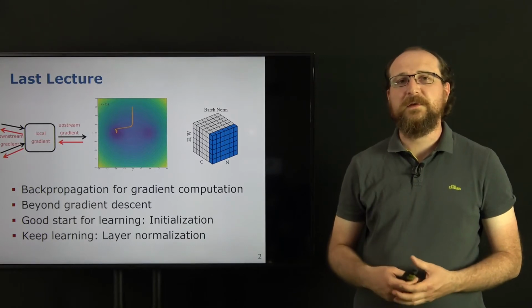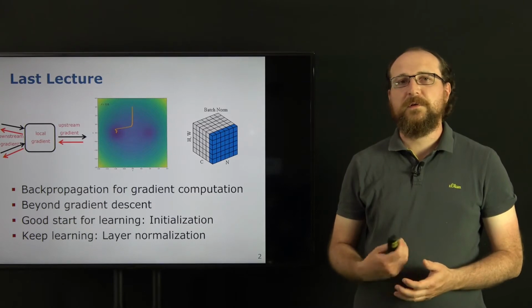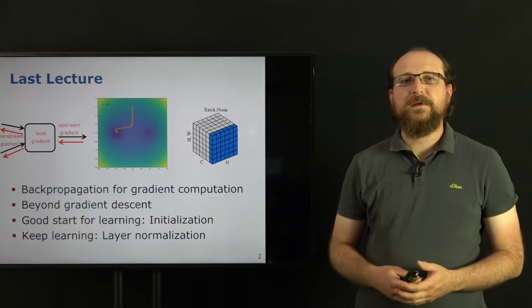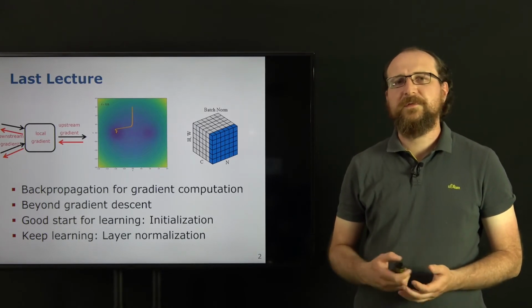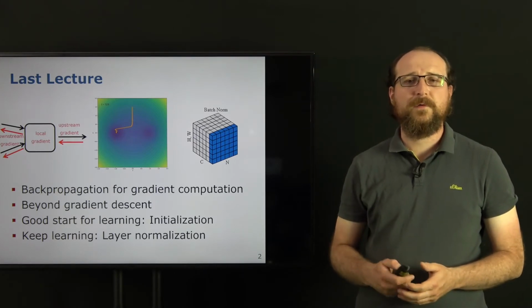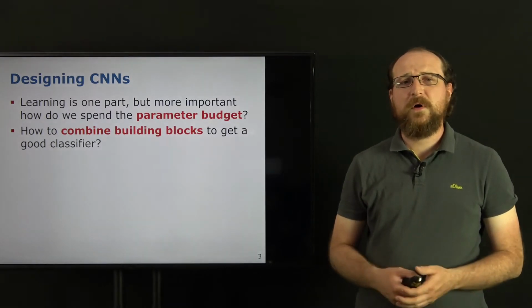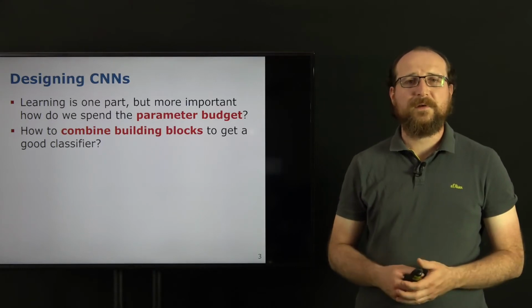And this was basically using normalization layers in between, which ensured that the gradients are not exploding or vanishing in the end. And this was specifically the case with batch normalization. But in this lecture we will specifically talk about how to design successful convolutional neural networks. So learning is one part. The more important part is basically how do we spend the parameter budget in the end.